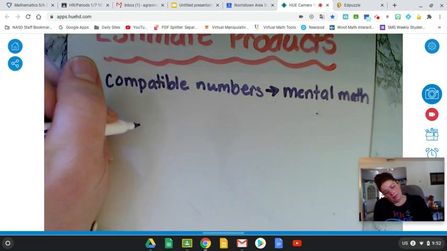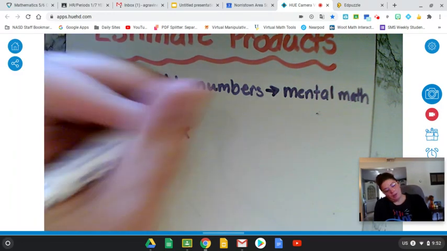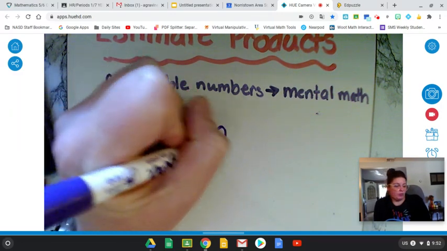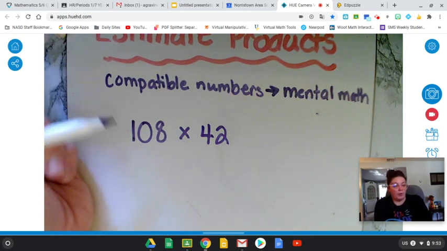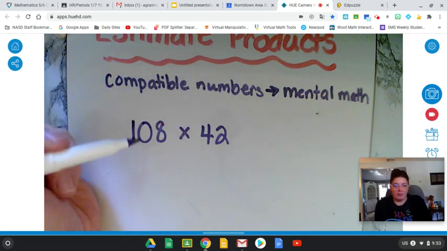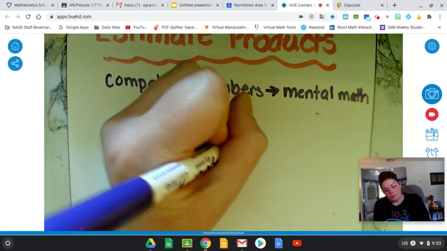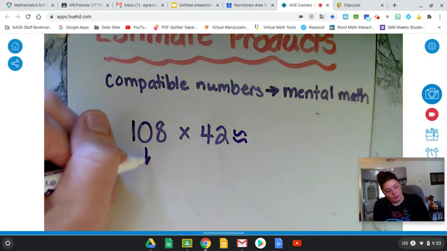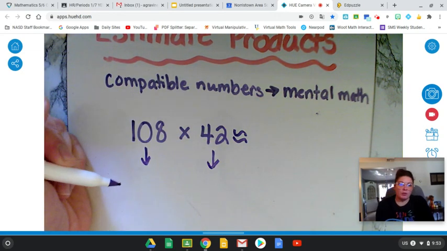Let's take 108 times 42. All right. Well, neither of these are really in my times table, so I'm going to round both factors. I want an estimate. So I want to think, what's 108 close to?